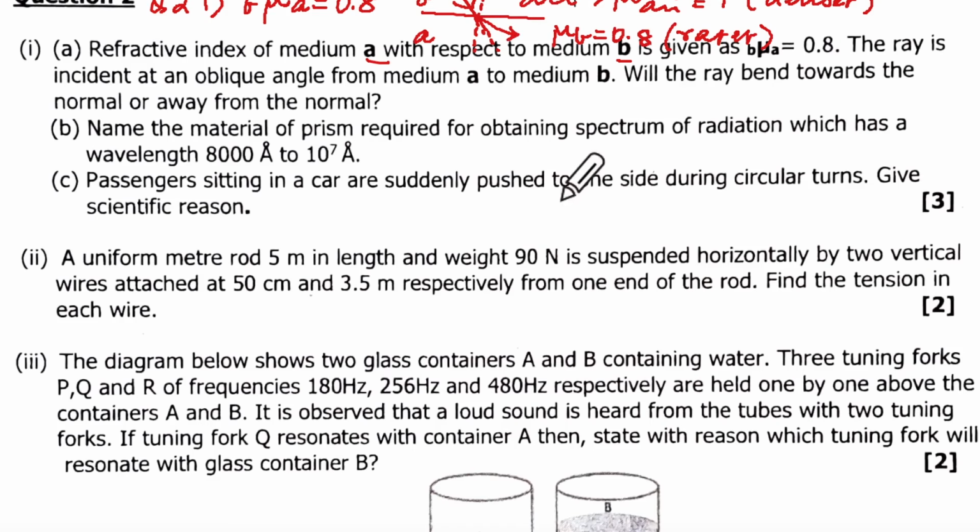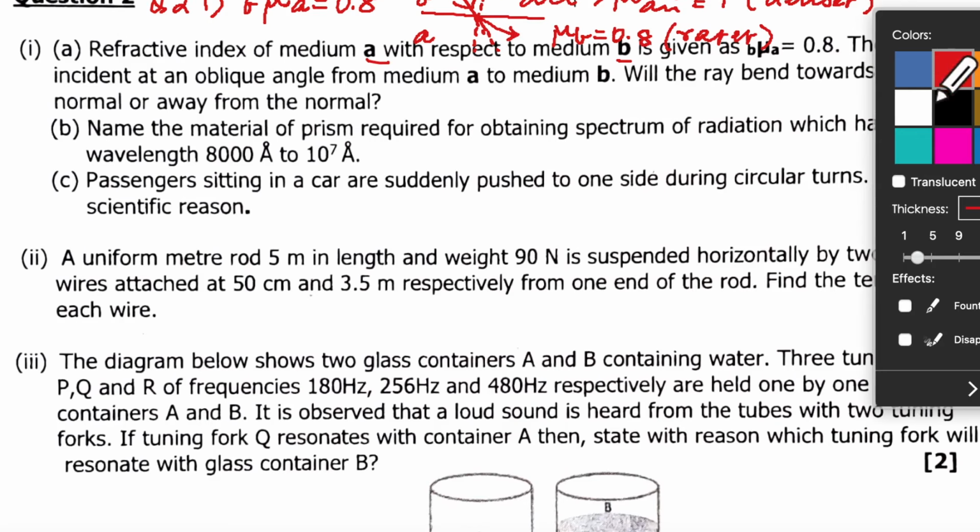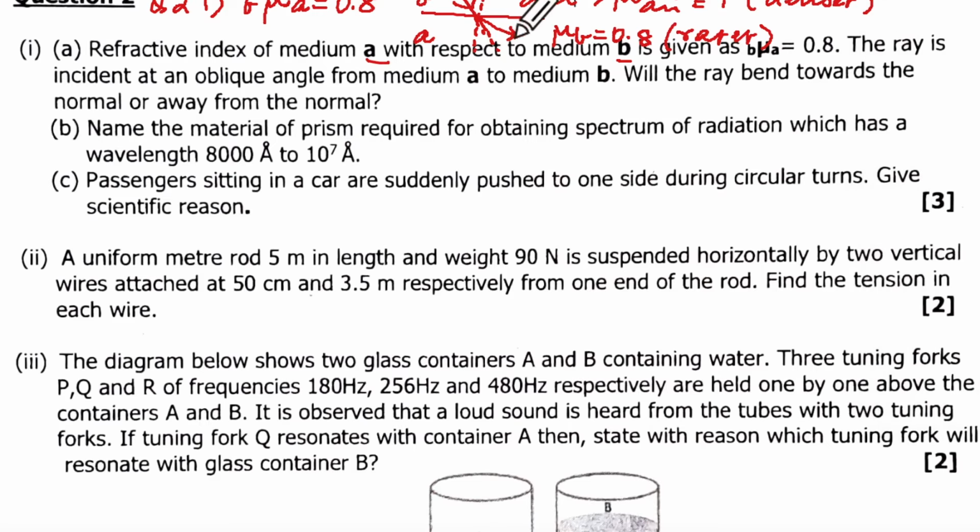Agreed? Now they are saying that from A, so I'll just change the color here and I'll take a black. From A, if it is going this way, it will go this way. So this ray should have gone this way, but it will turn towards the normal. Correct or no? So what will we write for this? You have to show this, and then you will say the ray turns towards the normal.